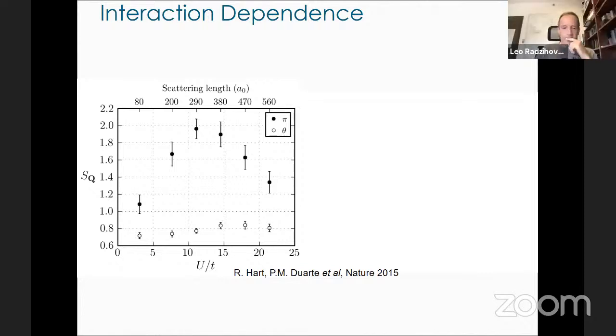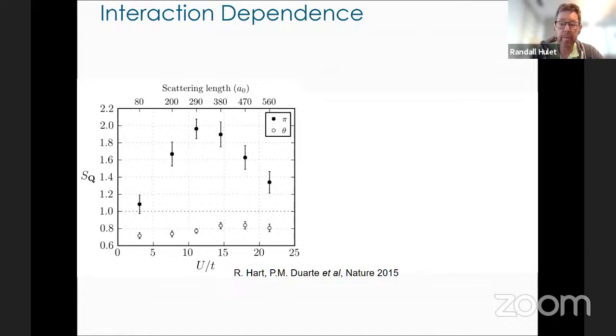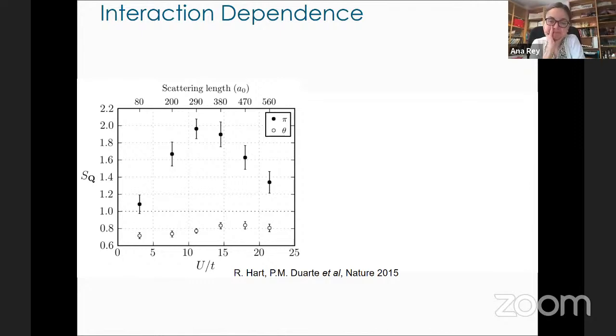Okay, thanks. Randy, can I also ask, does the Monte Carlo calculation include the trap, or are these done for a box, or do those include the trapping potential? I mean, the width of the peak. So I believe this is a little out of my element, but I believe that they use the LDA. I believe that they've tested that, and they find that it's a good approximation. Okay, great. Thanks.